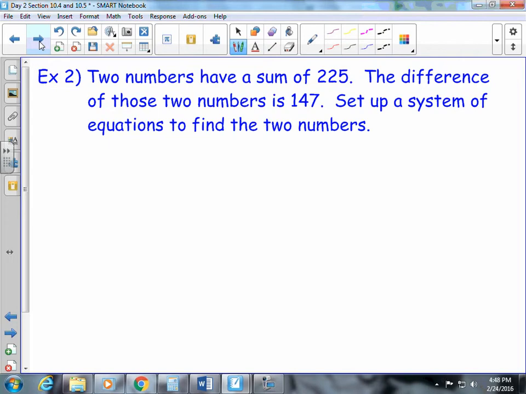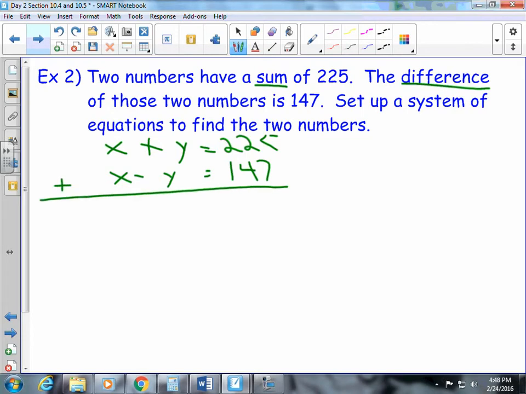So 2 numbers. Those 2 numbers we'll call x and y. And the sum of them, so I'm adding them, is equal to 225. So there's the first equation. It says the difference, so now I'm subtracting. X minus y is equal to 147. So look, we got the same thing. I'm going to add the two equations together.